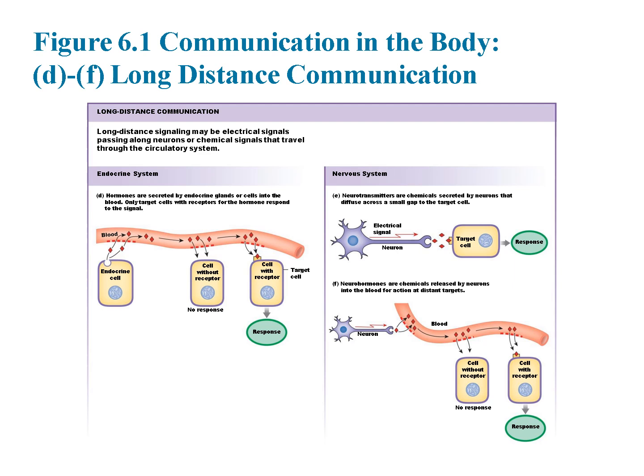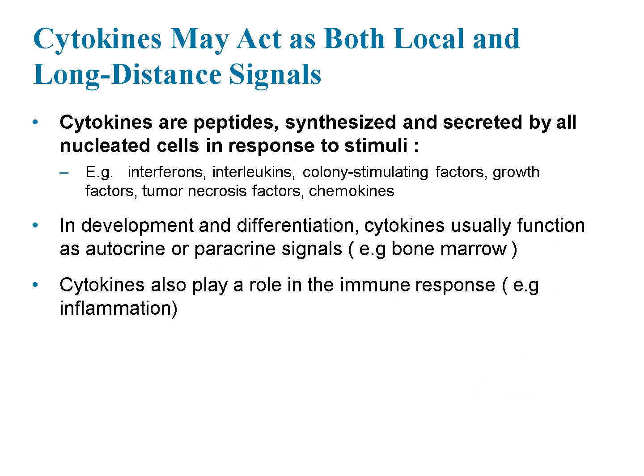and systems functioning harmoniously. Cytokines are critical signaling molecules in the body, acting as versatile messengers that can function both locally and over long distances. These small peptides are synthesized and secreted by virtually all nucleated cells in response to specific stimuli. Examples of cytokines include interferons, interleukins, colony-stimulating factors, growth factors, tumor necrosis factors, and chemokines. Each plays a specialized role in maintaining cellular and systemic balance.